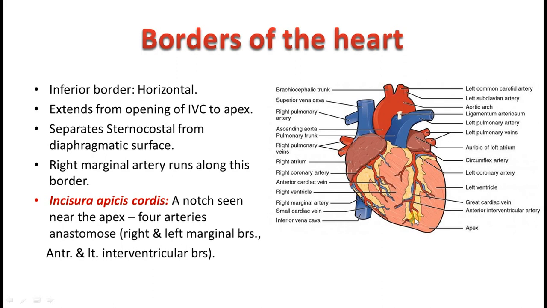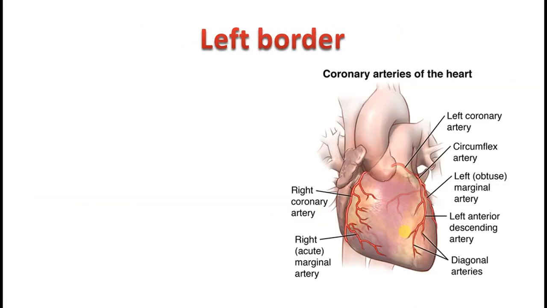Not only that, the right marginal artery and the left marginal artery, which is seen along the left border of the heart, are also seen here, meeting near the incisura apicis cordis. That is about the inferior border of the heart.